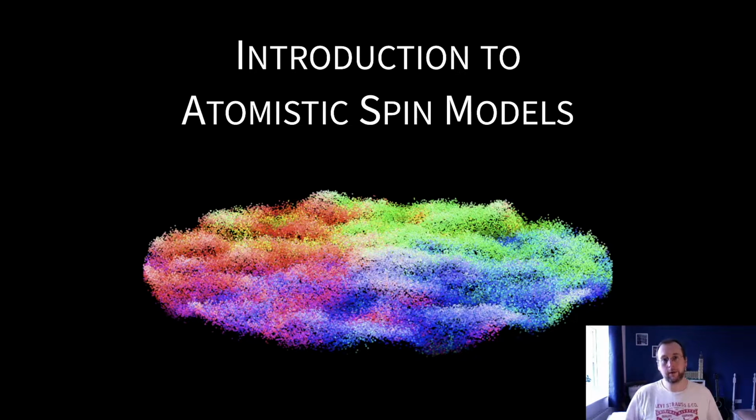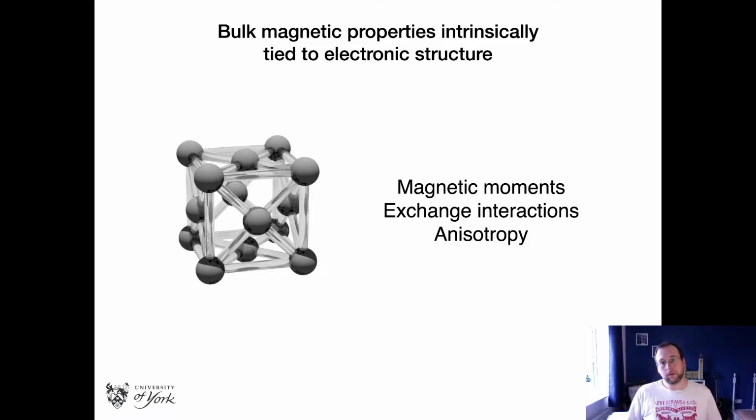Okay, so here I'm going to introduce atomistic spin models and the essential fundamental physical foundations of them. In magnetic materials, the magnetic properties are actually linked to the intrinsic electronic structure, so essentially the formation and densities of electrons within the actual solid. This gives rise to natural physical phenomena such as magnetic moments, exchange interactions, and magnetic anisotropy.